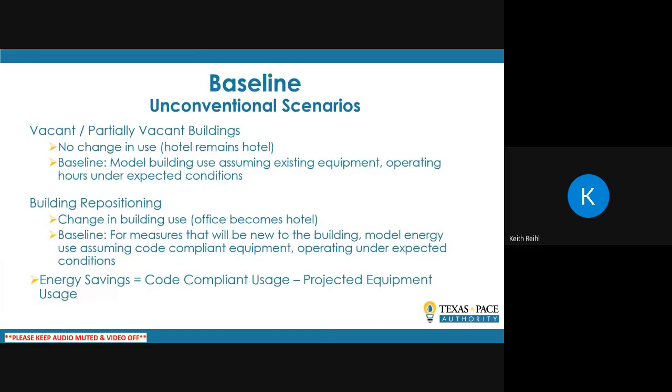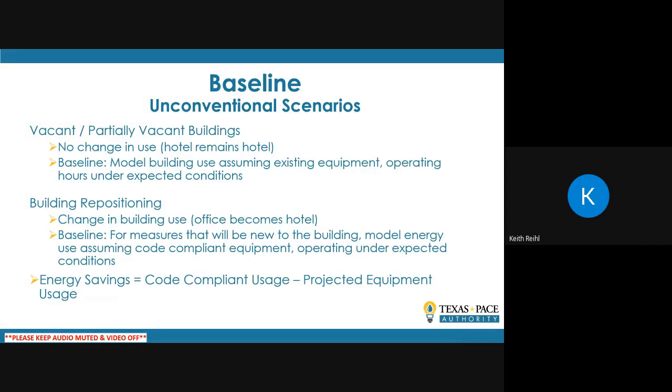So on the baseline, you could have vacant or partially vacant buildings. It could be that it's a hotel and it stays a hotel. It could be that it's an office building and becomes a hotel; in one case, we had that. But you model the building using equipment operating hours under the expected conditions. So if the building was built in 1960 and had that kind of vintage lighting, as I mentioned, that's your baseline, that type of lighting.